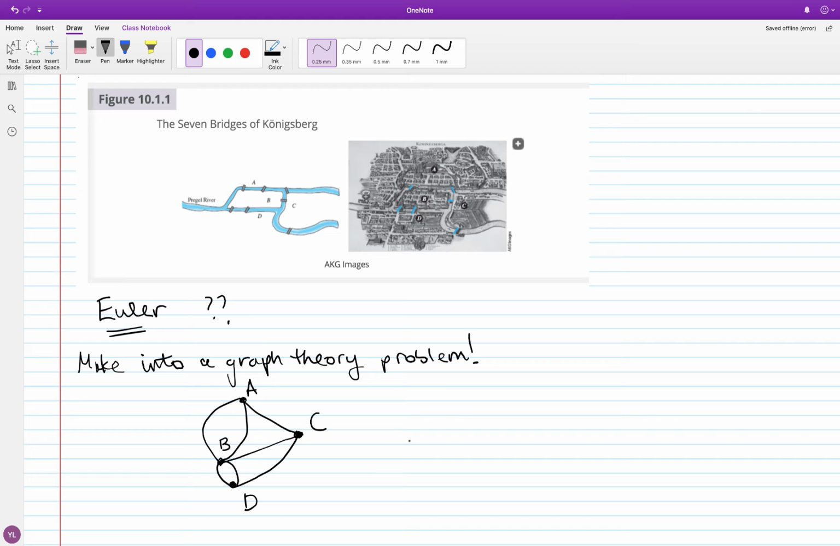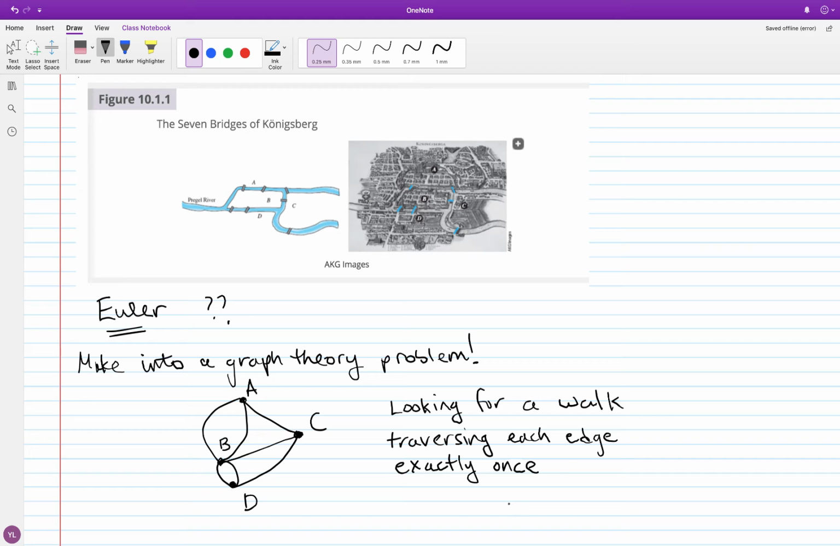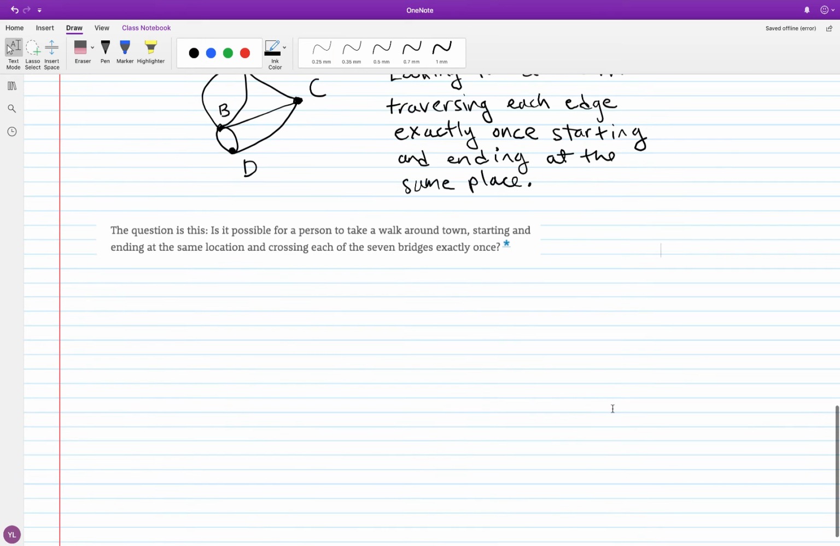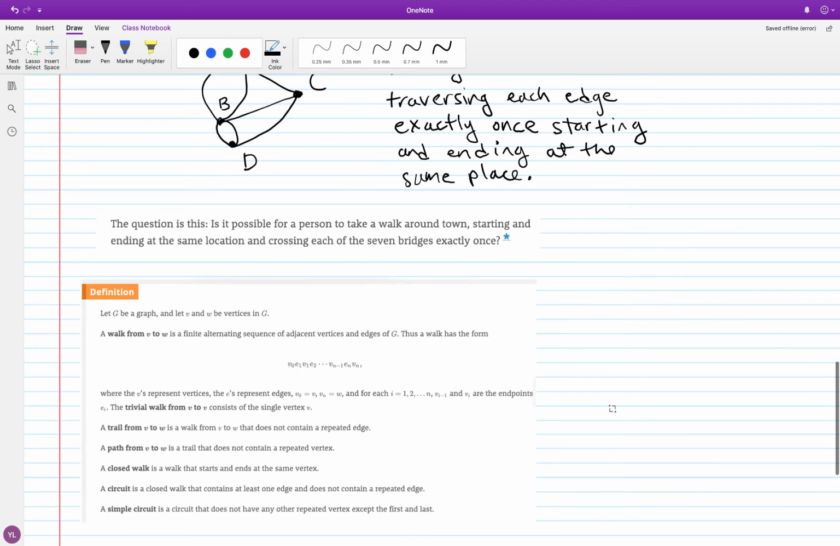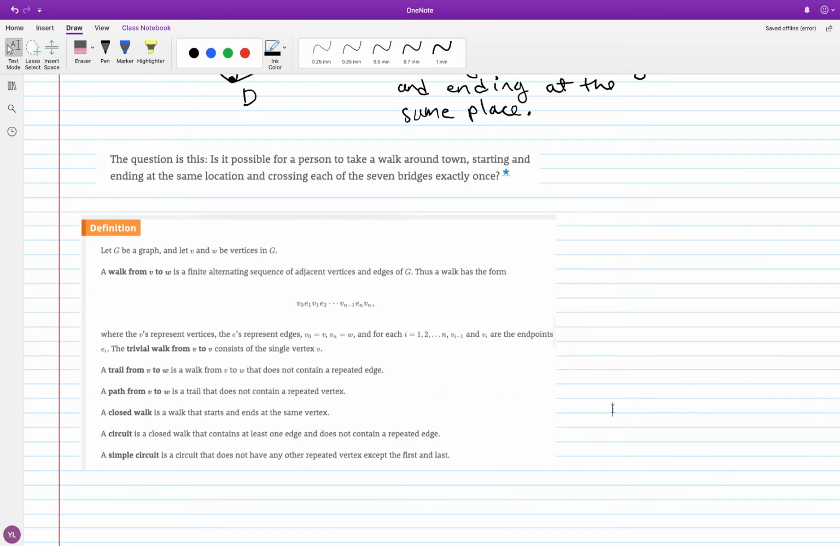So this is not a simple graph anymore, but it is a structure that represents the whole bridge situation for Königsberg. So I'm looking for some way to walk around this graph, traversing the edges from vertex to vertex in such a way that I start and end at the same vertex and I cross each of the edges exactly once. So such a walk is going to be called an Eulerian circuit.